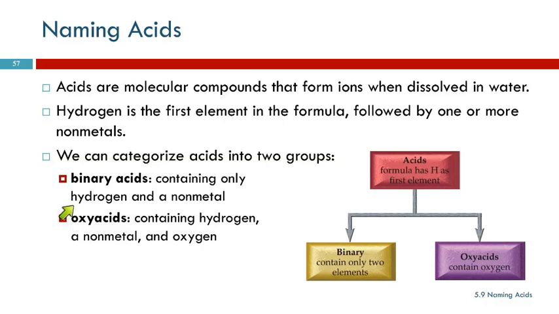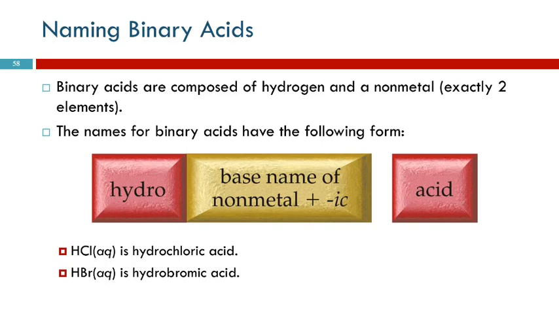There are binary acids. So these have hydrogen and nonmetals, and oxyacids. This has hydrogen, a nonmetal, and oxygen. So oxyacid, it's got oxygen in it. So acids start with hydrogen, H. The oxyacids have oxygen in them. The binary acids are the others. Different set of rules to name each.